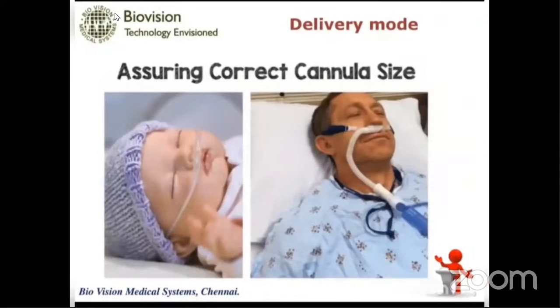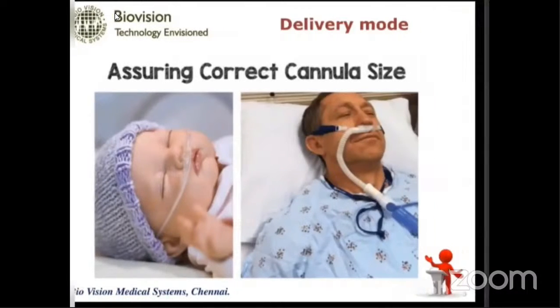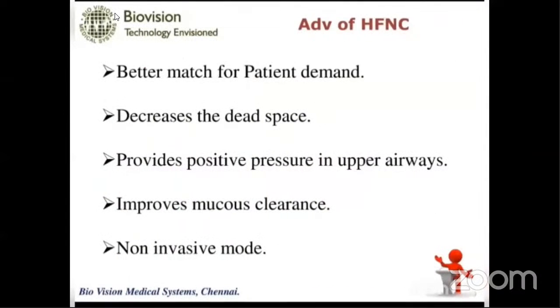And one more important thing is that you have to use a proper cannula diameter. A properly sized cannula should be used, failing which there is a loss of efficiency again, because air will be mixed up with the oxygen which you take inside. So the cannula size is very important. The advantage is that it can match the patient demand. If the patient needs more oxygen, you can increase it. So it can match the patient demand, number one.